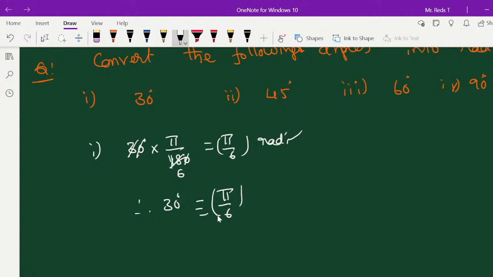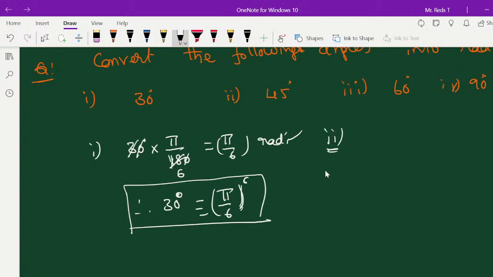To represent radian, some books use the symbol C written on top of the value, and you have to read it as radian. To denote degree, you write a small circle or oval symbol on top of the numerical value, and you read it as degree. So 30 degree is equivalent to pi by 6 radian. Similarly, for the second one, now you can do it on your own, everyone.